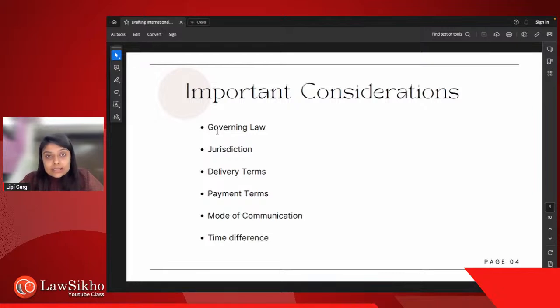So, in that case, we always try to apply the principles of, let's say, private international law, or we apply the principles of party autonomy. Mostly party autonomy is applied. Both the parties come to a mutual consent and they decide on a particular law and then they apply it. If they're not able to apply it in those particular cases, what happens is that they try to have a governing law which is not common to both of them.